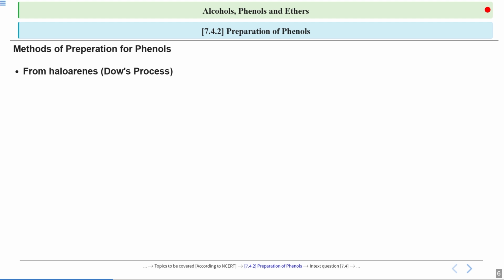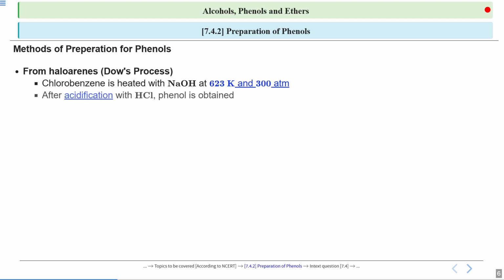Let's talk about the first method, which is from haloarenes. And this is also known as Dow's process. In this, we take a chlorobenzene, a haloarene. Then we heat it with sodium hydroxide at 623 Kelvin and 300 atmospheric pressure. So these are the conditions at which this process carries on, between the chlorobenzene and the sodium hydroxide.